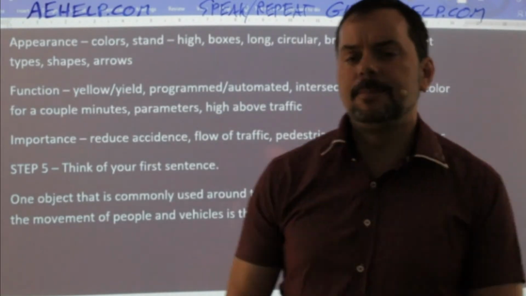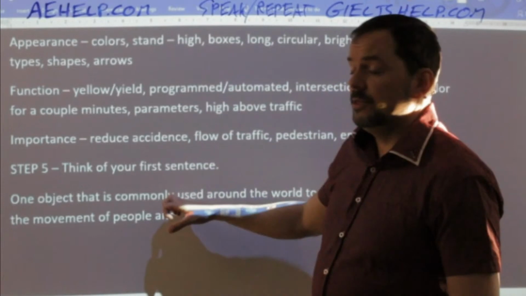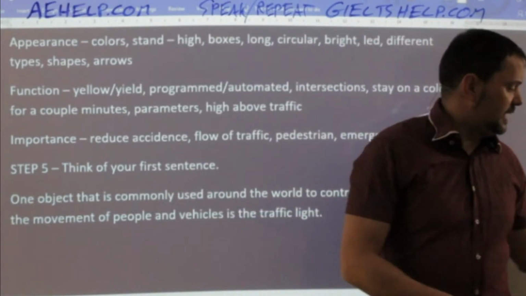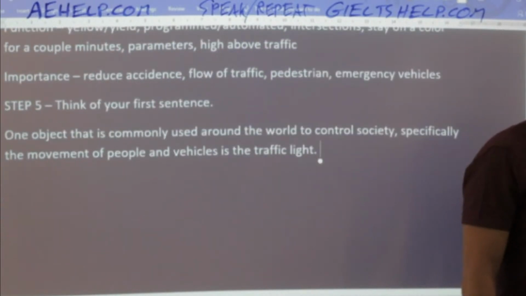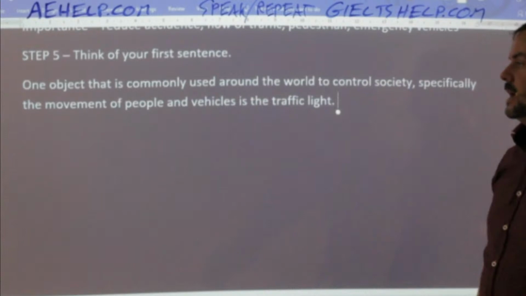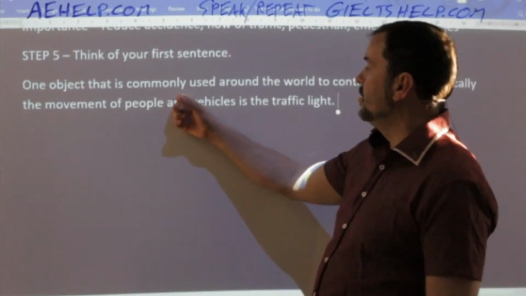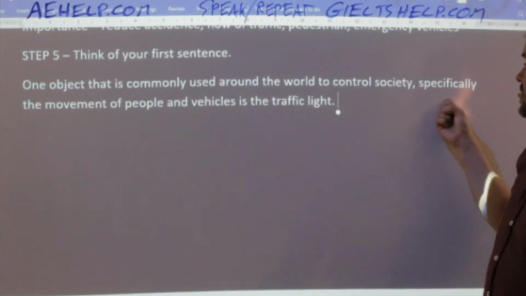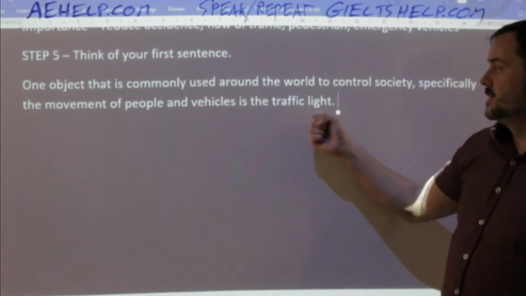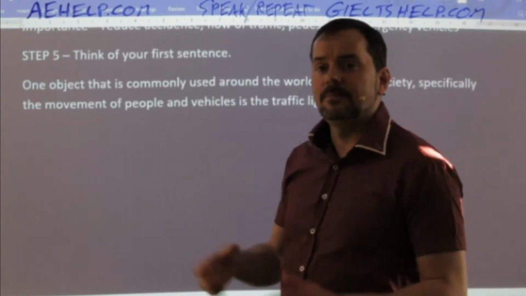All right. This is what I've come up with. Type your own, okay? And meanwhile, speak and repeat. So when the examiner says, okay, Adrian, your 1 minute preparation time is up, please begin speaking, I would say: one object that is commonly used around the world to control society, specifically the movement of people and vehicles, is the traffic light. Okay?